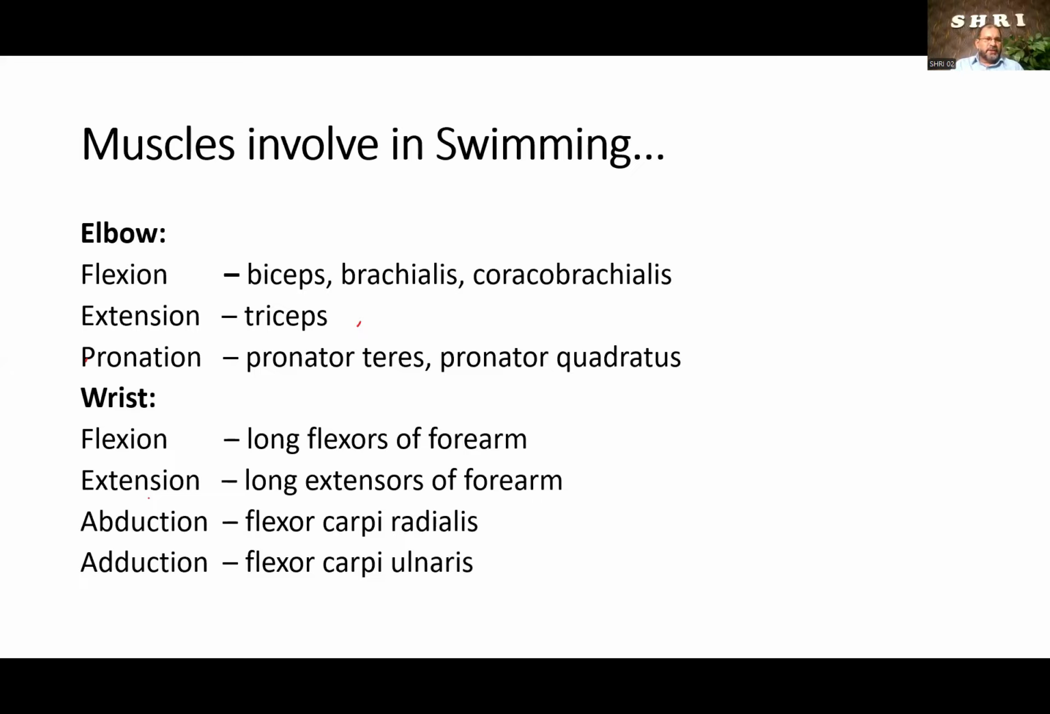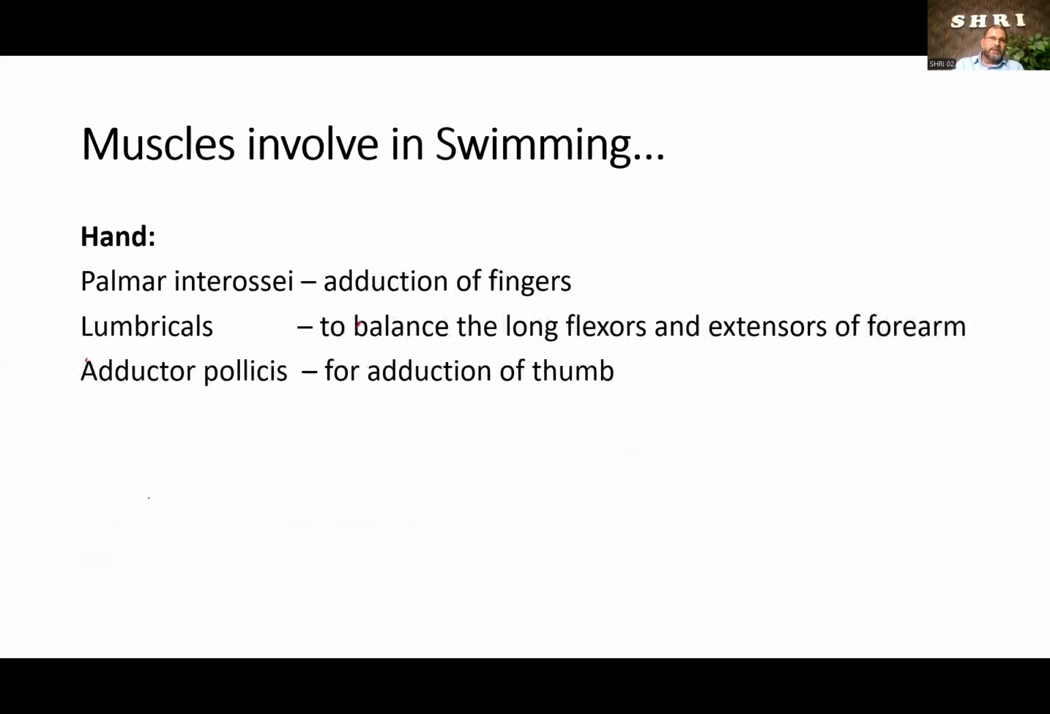Then pronation, pronator teres and pronator quadratus. In the wrist, flexion is done by long flexors of the forearm, and extension, long extensors of the forearm, abduction, flexor carpi radialis, and adduction, flexor carpi ulnaris. Then in the hand, palmar interossei adduct the fingers, and lumbricals, which don't have a bony attachment, balance the long flexors and extensors of the forearm. Adductor pollicis adducts the thumb.